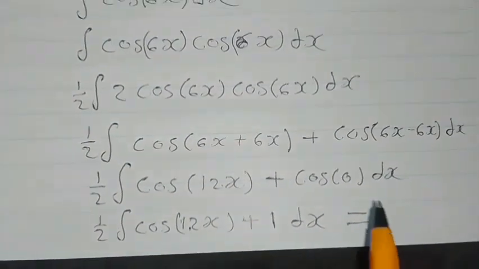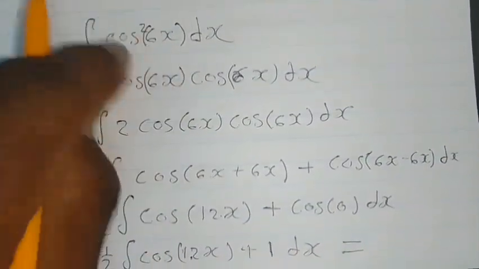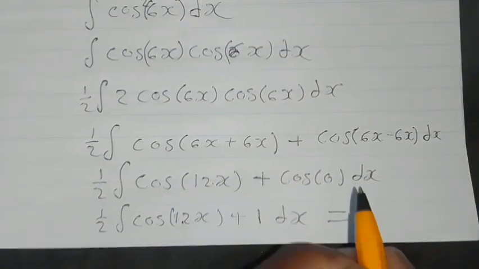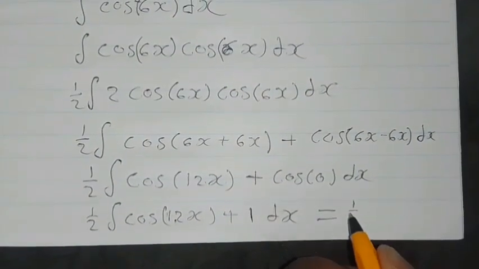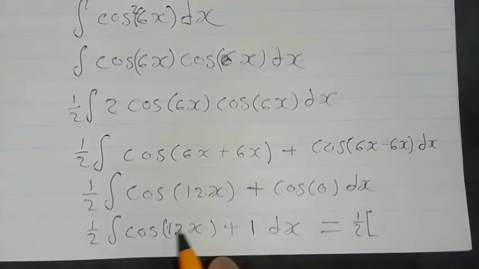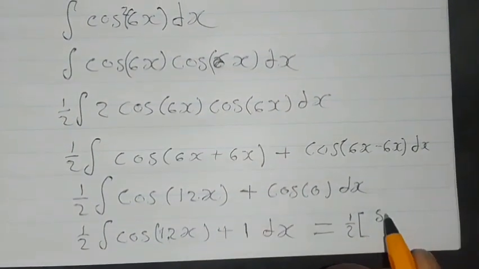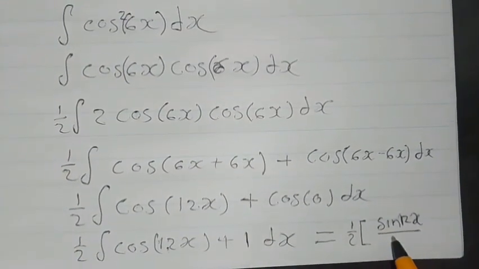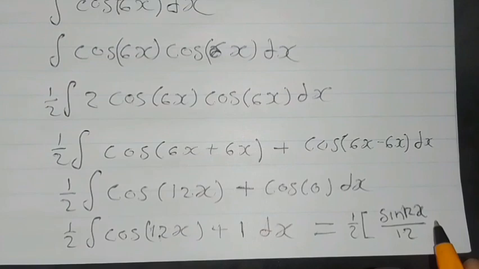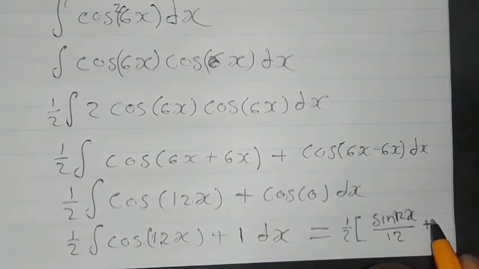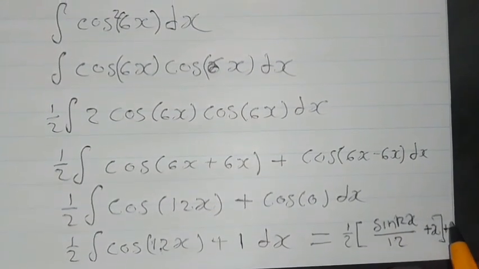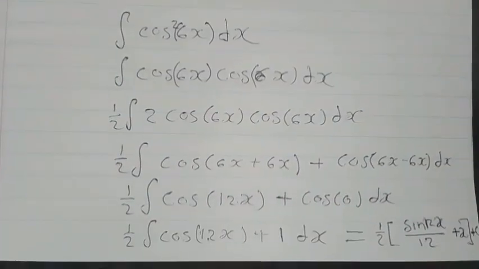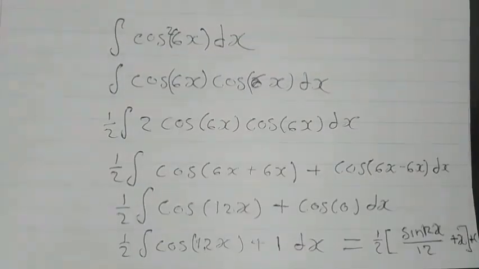So you can see that there are multiple techniques of doing that, but you still get to the same answer as I did. And then you have the half outside, don't forget that half, and the integral of cos 12x is just going to be sine 12x divided by 12. And then the integral of 1 is just going to be x. And then you can add a constant outside. So that's how you can integrate this.